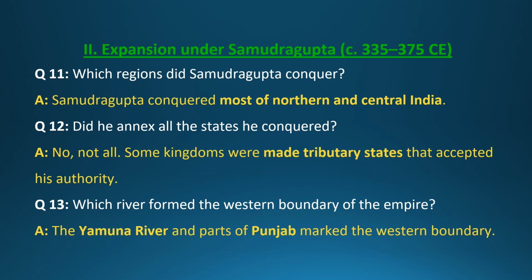Question 12. Did he annex all the states he conquered? Answer. No, not all. Some kingdoms were made tributary states that accepted his authority. Question 13. Which river formed the western boundary of the empire? Answer. The Yamuna River and parts of Punjab marked the western boundary.